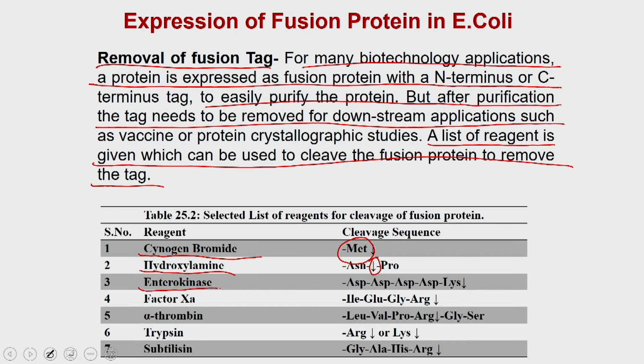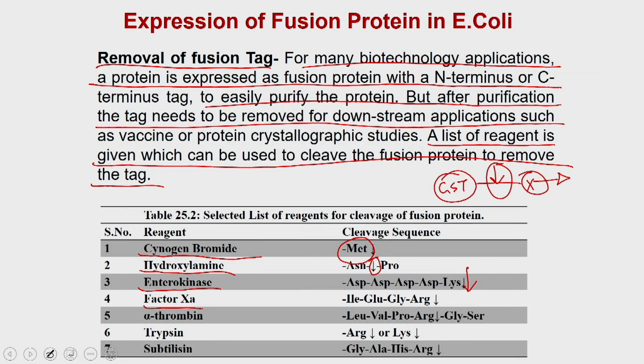Then you have enterokinase, and you have an enterokinase cleavage site. The enterokinase cleavage site would be present between the fusion tags, and once you treat this fusion tag with enterokinase, it is going to cleave here, and as a result the GST is going to be removed and your protein X is free for downstream applications.